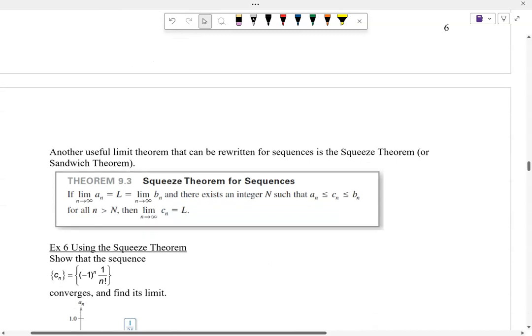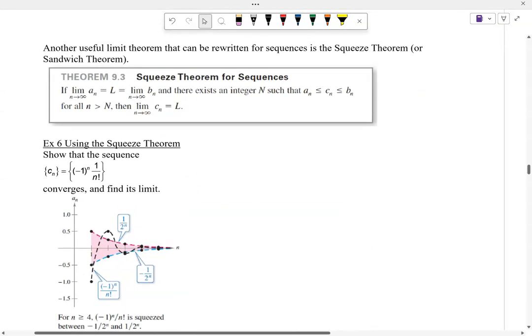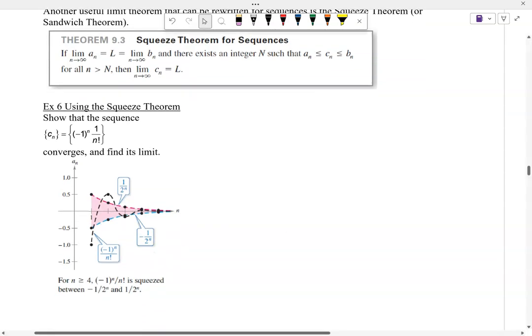Let's do some problems with some factorials. This first one here is introducing the squeeze theorem. You may remember that from pre-calculus. It's also referred to as the sandwich theorem. And the squeeze theorem will help us determine, sometimes you can squeeze a sequence and determine if it has a limit that way. So here's an example of that.